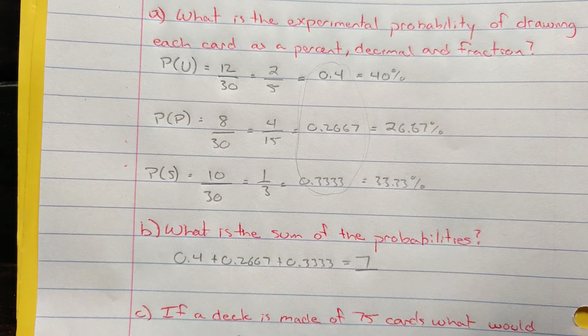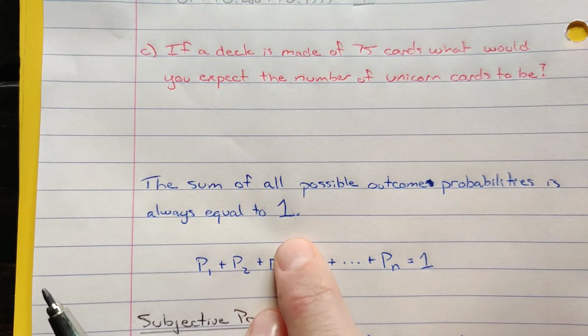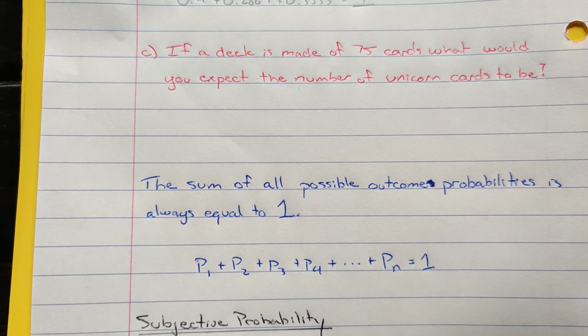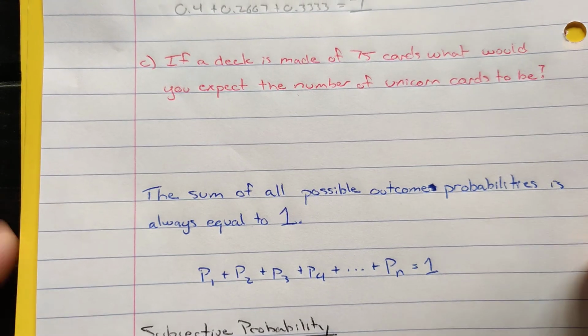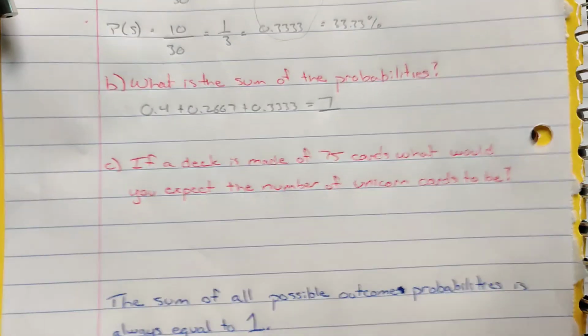The sum of all the different possible probabilities is always going to be 1. So everything that's possible, if you take all the events, you should total up to 1. And if you don't, then you're missing an event or you made a mistake in your calculations.